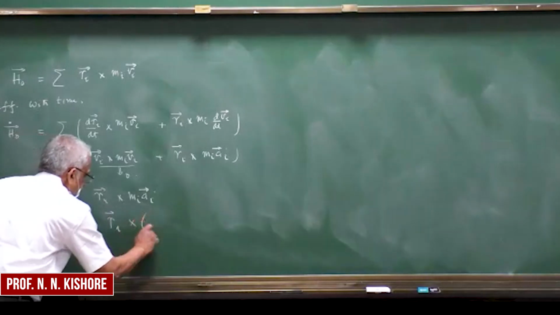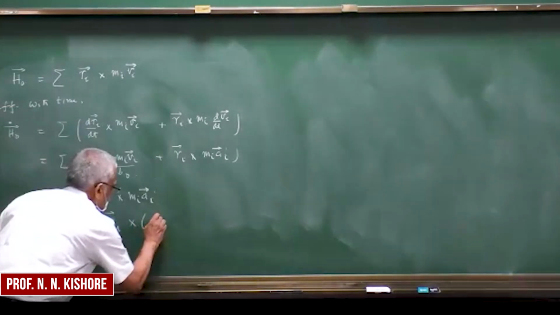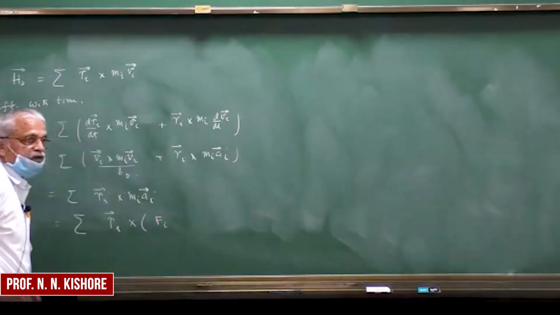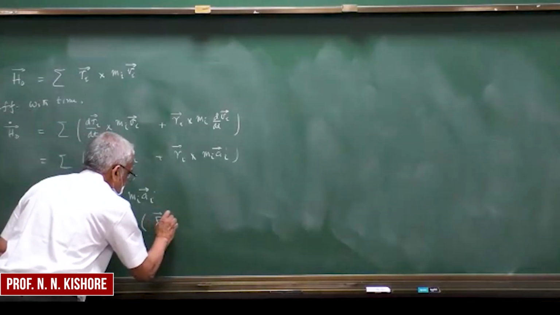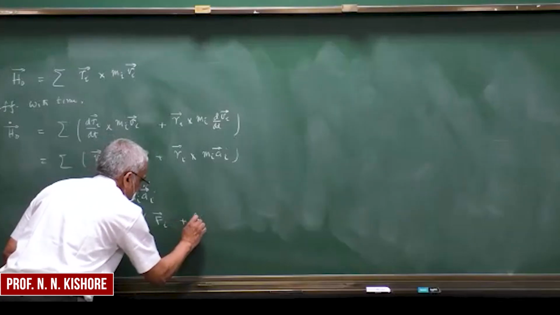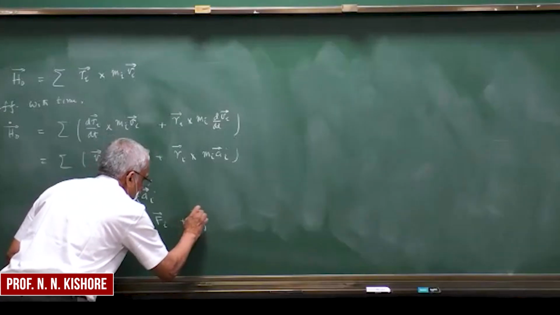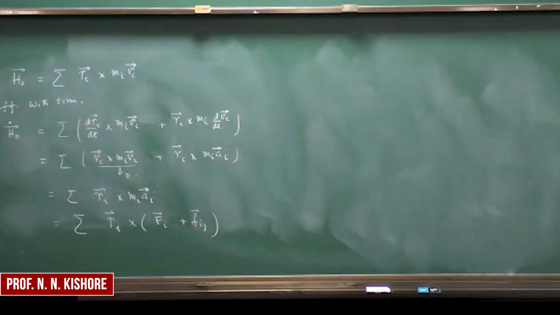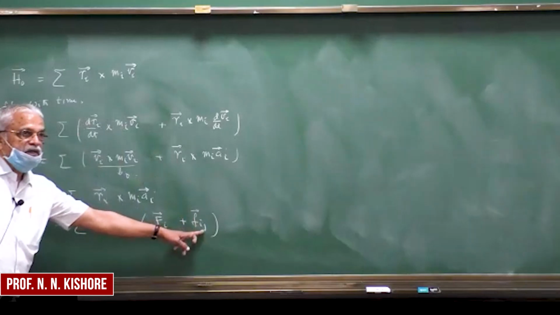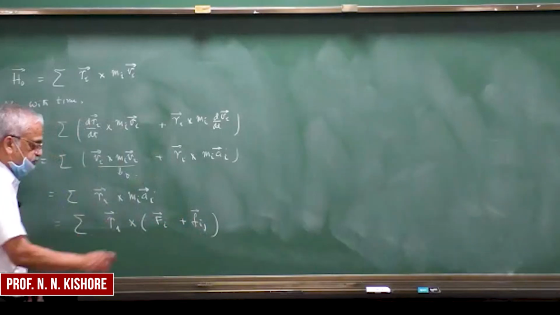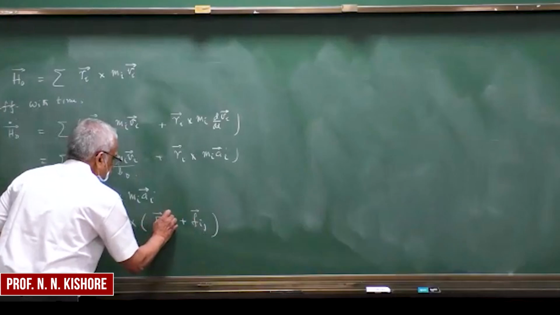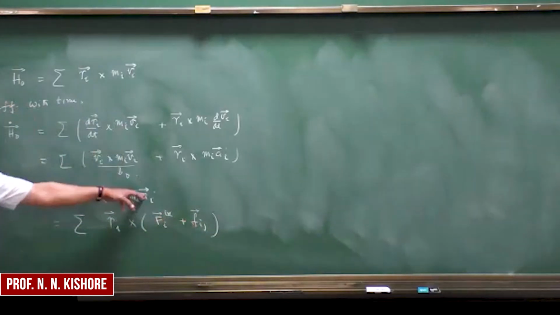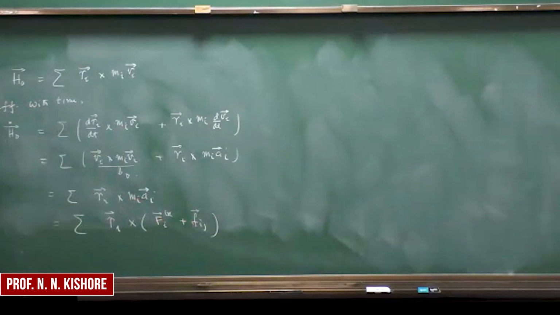So we know that this can be written as Fi, not only Fi, this is the external force, but the Fij also happens to be force acting on the ith particle. So as far as the ith particle is concerned, we have to take both Fi and Fij. So this is the external force and this is the internal force, which becomes external force for the ith particle.